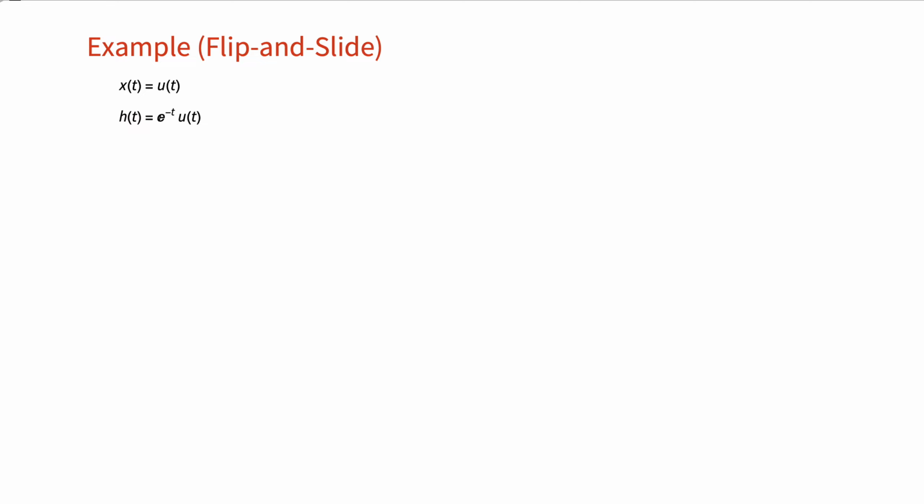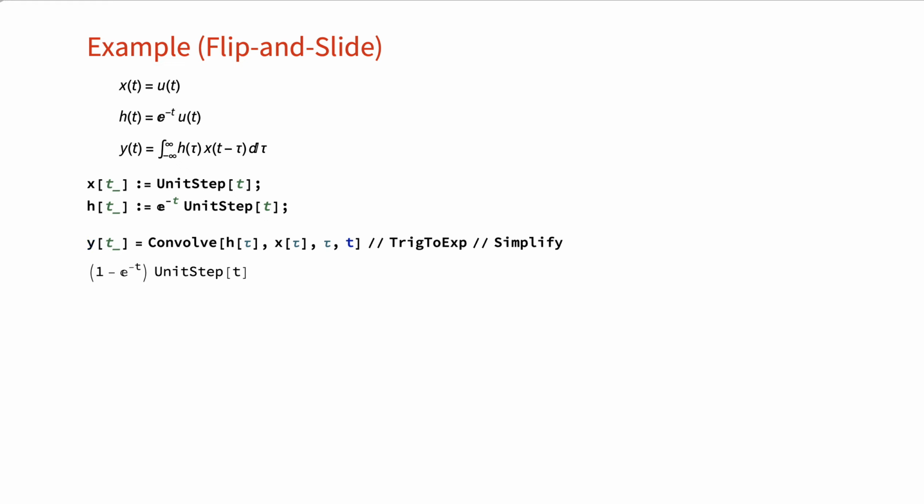Now that we know how the integration works, let's focus on the computation that is involved in this integral through another example. For the input signal and the impulse response shown here, we want to find the output signal y of t. We can use the Wolfram language to find the convolution. We can also plot the solution and see how the output y of t changes over time.